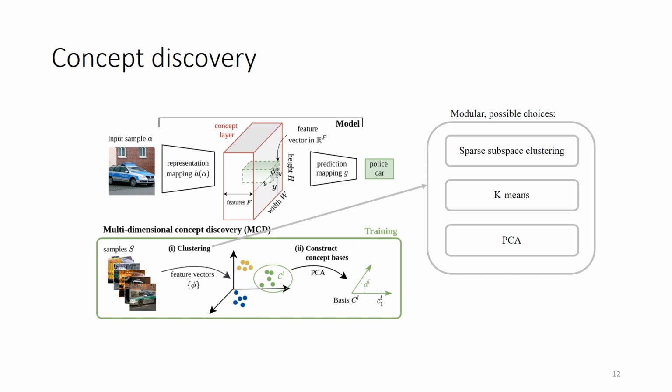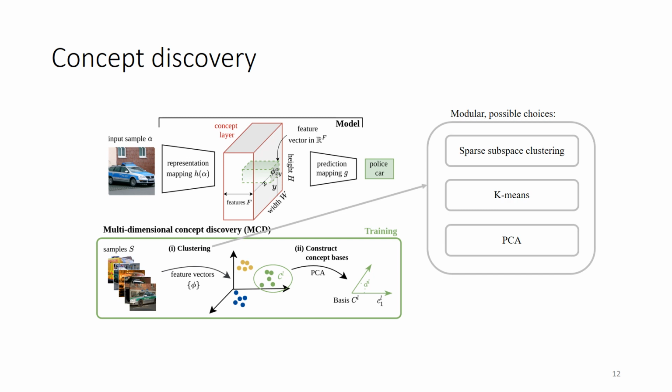So before concept discovery, we split the model into the part H that maps the input to the concept layer activations phi and the part G that maps these to the predictions. Then the MCD concept discovery has 3 steps. First, we randomly choose a set of feature vectors from a selection of samples. When we want to discover class-specific concepts, we choose only samples from that class.